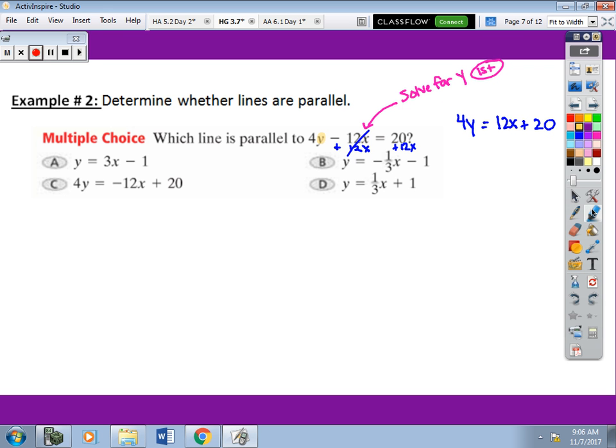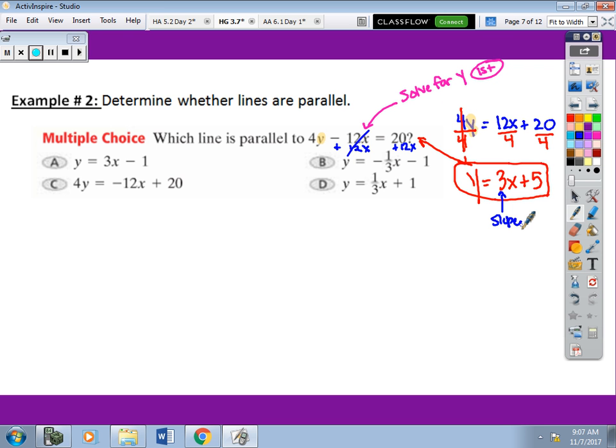Now again, we're asked to solve this for y. So we have to use inverse operations. I see multiplication, so I'm going to divide. You do want to divide any number you see by 4. Okay, so this is the same equation as that, it's just rearranged. Now we can observe that the slope is 3, the y-intercept is 5.